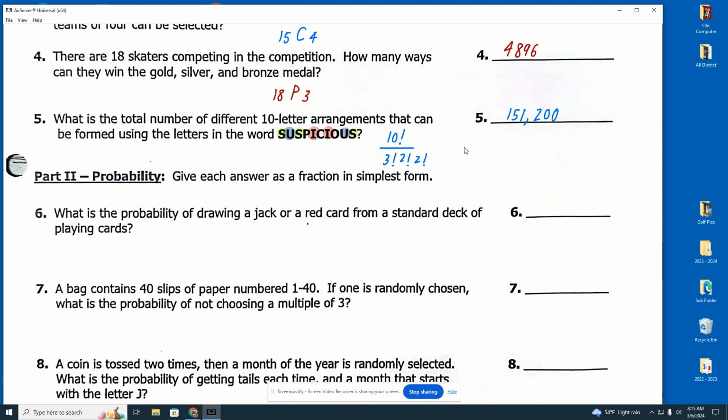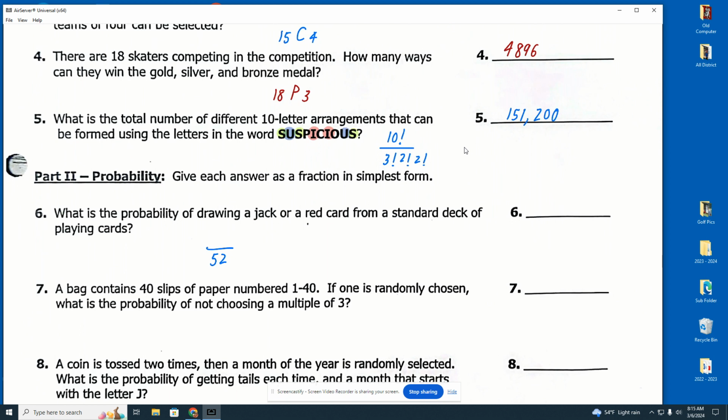I am pulling out a card from a standard deck of playing cards. Guys, how many cards are on a standard deck? So I'm pulling a card out of a deck. And I want to know what's the probability that it's a jack or it's red. Now, what do you know about jacks? Y'all know anything about jacks? There's 4 of them. There's 1 jack of every suit. There's 4 suits. So there's 4 jacks.